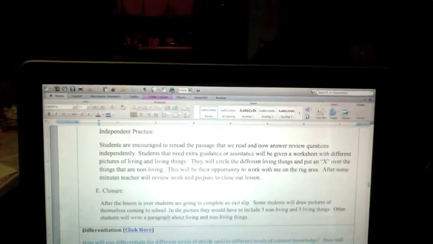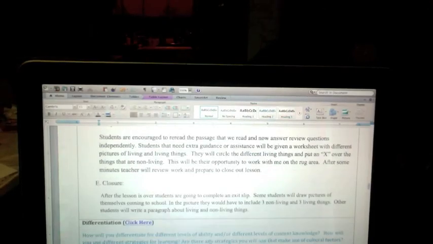So to close out the lesson, students will complete an exit slip. Everyone in the classroom will have an exit slip. For my students that are lower level or lower achieving, they would draw pictures of themselves coming to school, and in this particular picture, they would have to draw 3 non-living and 3 living things. For my higher achieving students, what they would do is write a paragraph about what they learned during this lesson about living and non-living things.